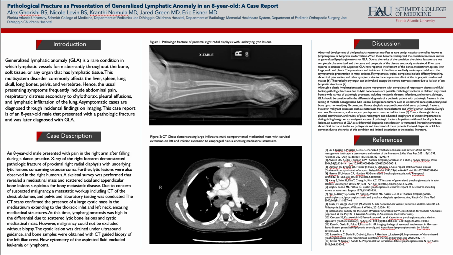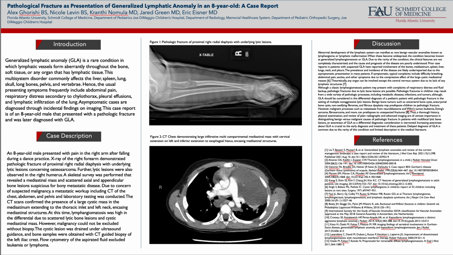Prior case reports in patients with suspected GLA have reported involvement of the bones, mediastinum, spleen, liver, lungs, neck, and pleura. The prevalence and incidence of the disease are likely underreported due to asymptomatic presentation in many patients. If symptomatic, typical complaints include difficulty breathing, abdominal pain, ascites, and other symptoms due to the compressive effect of the large cystic mediastinal masses. Theoretically, any organ can be involved except the central nervous system due to its lack of lymphatic structures.